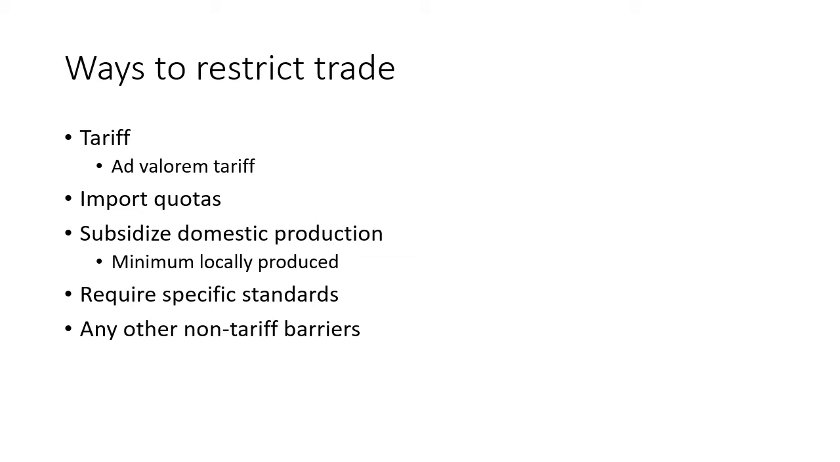Then we also have the idea of subsidizing domestic products, and that can come in different forms. That is either giving some tax relief to a local company, or giving them money to use in the process. So for them, in a sense, you are reducing their cost because the company itself is not paying for that production process. And then we can also have the idea of requiring specific standards.